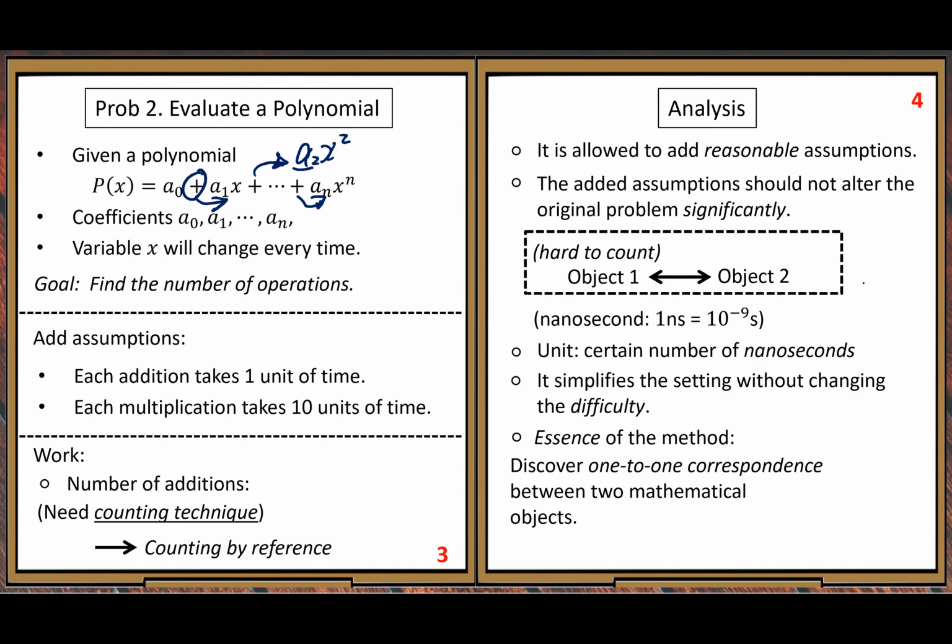But object 1, the plus sign, is relatively hard to count. It's hard to keep track of it. Object 2 is easier to count, 1 to n, natural numbers. But we know they are the same. With one-to-one correspondence, we just count the easier one, then we can use it for the harder one. That's the technique. It's useful in our everyday life. This kind of reference method is useful.